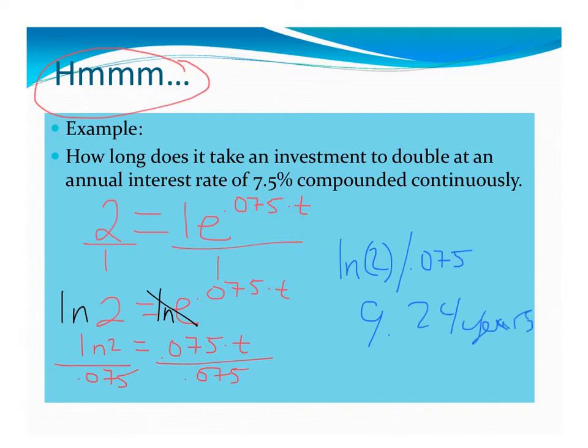Really, round it to whatever we want. In this case, it didn't say anything, so I just put nearest hundredth, so 9.24 years. Usually it might ask for like nearest year, in which case we do 9 years, but it would pretty much be your call or nearest year for most of these.